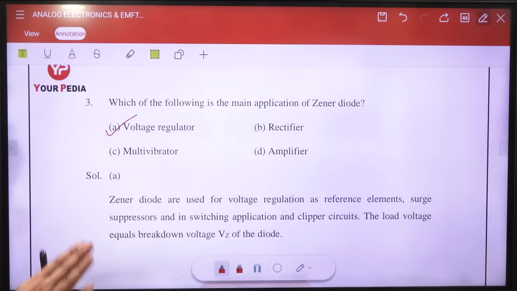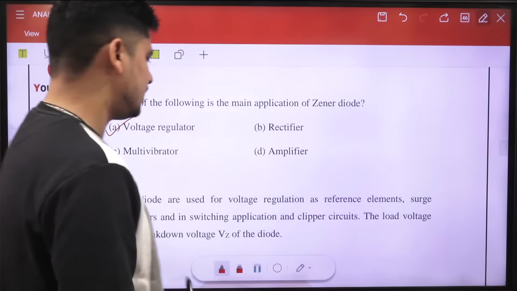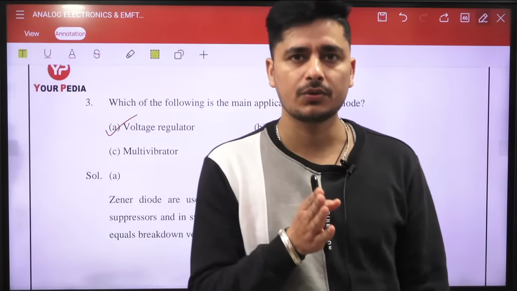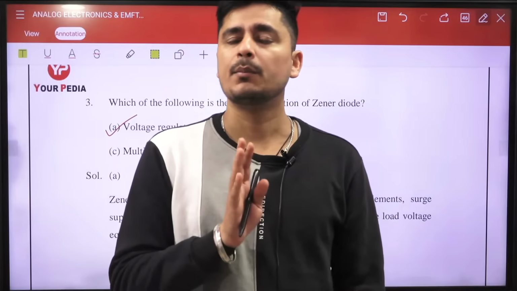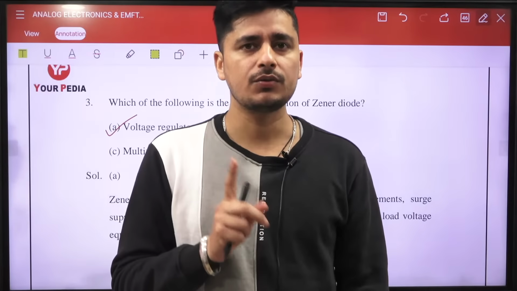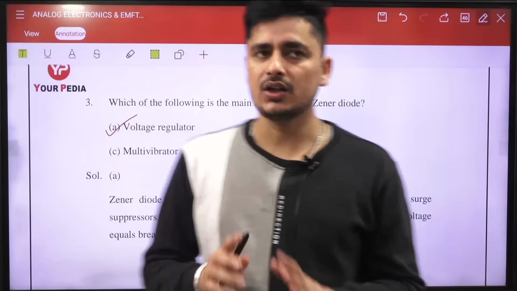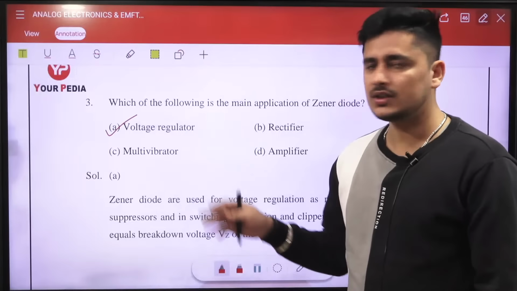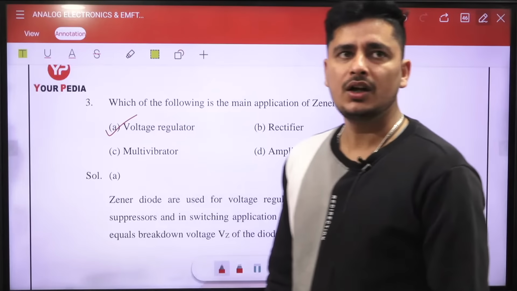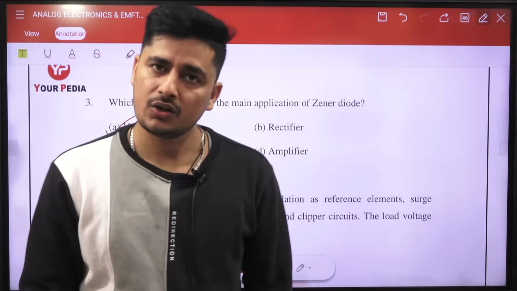One more important thing about the Zener diode. It can also be used for rectification purpose, but that is not the main use of Zener diode. Don't be confused with this. If you are given these options, you may think that Zener diode can also be used as a rectifier, because it is a normal diode, right? You can use that.